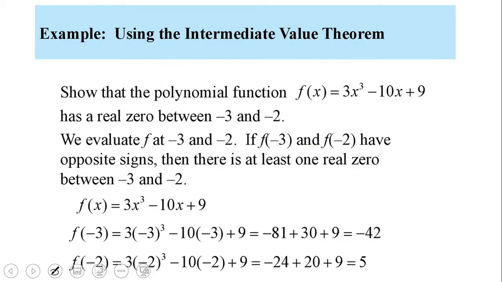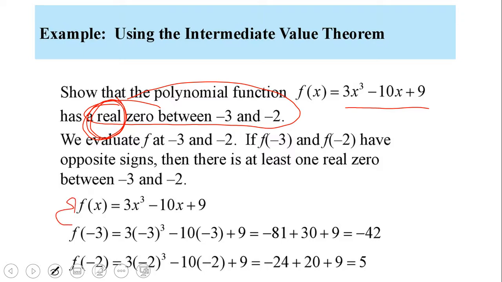So here's an example. Show that the polynomial 3x cubed minus 10x plus 9 has a real 0 between -3 and -2. Again, this only works for real zeros, not for imaginaries. So if I'm telling you to show that there is a real 0 between -3 and -2, here's what you're going to do. You're going to plug -3 into the f function, and you're going to get an answer, -42. You're going to plug the second value into the f function. You're going to get a +5.